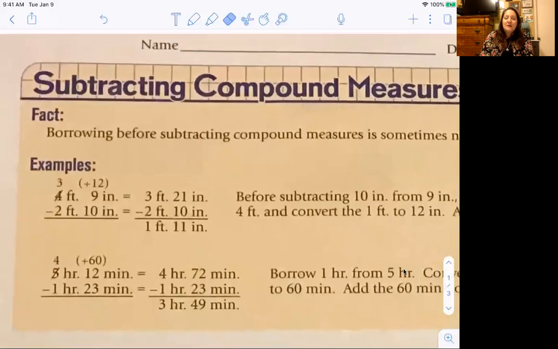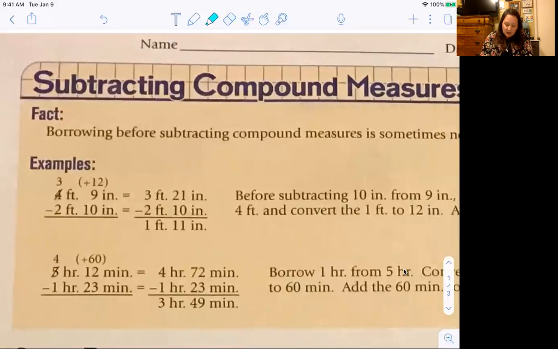So the first example, we cannot subtract 10 inches from 9 inches, right? It can't happen. 9 cannot minus 10. So what we do is we go to the feet, we take 1 from the feet, and now there's 3 left, and we take those 12 inches in a foot. This is where our conversions come in very well, right? We got to have those conversions. And because there's 12 inches in a foot, we're going to add those 12 inches to the 9 inches.